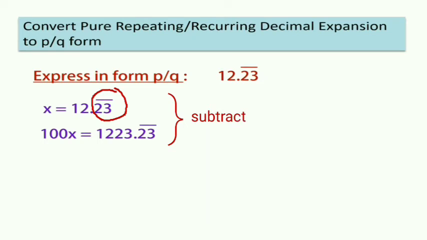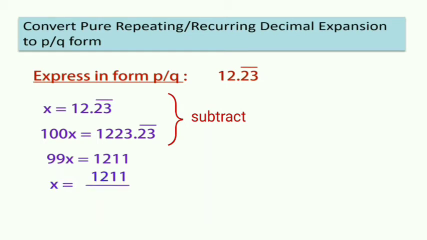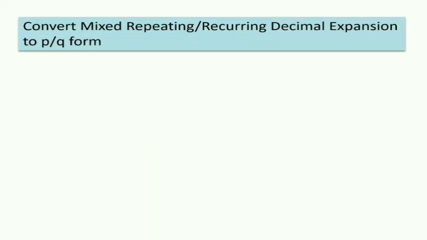So we get 99x equal to 1211. So x equal to 1211 by 99. So this is the form p by q. Thus it is solved. Okay. Now let's move on to the next one.